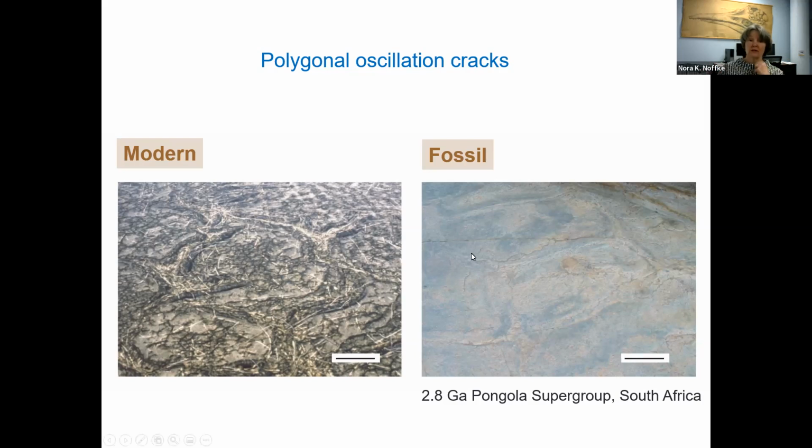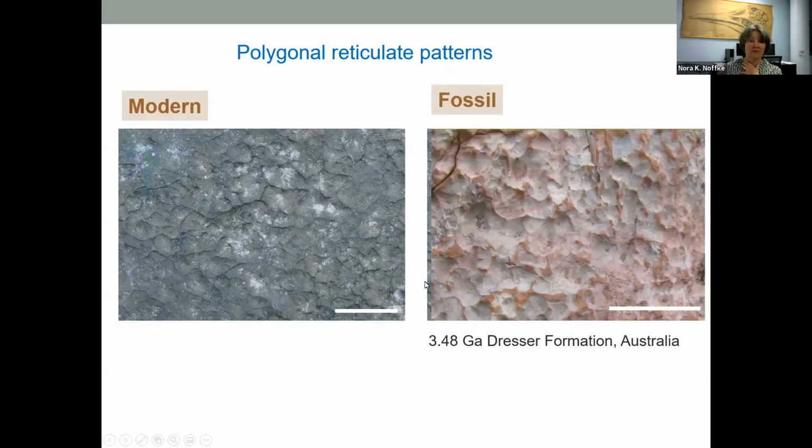This is the same situation in the fossil from the 2.8 billion year old Pongola supergroup in South Africa, where we have beautifully preserved polygons of fossil microbial mat. Here you can see even those bulges along both sides of the polygon. Polygonal reticulate patterns. This here is about 5 centimeters here. So we look down onto a microbial mat surface. We see those honeycomb-shaped pattern of ridges. Where the ridges meet is a little tuft here. Here the same situation in the fossil.